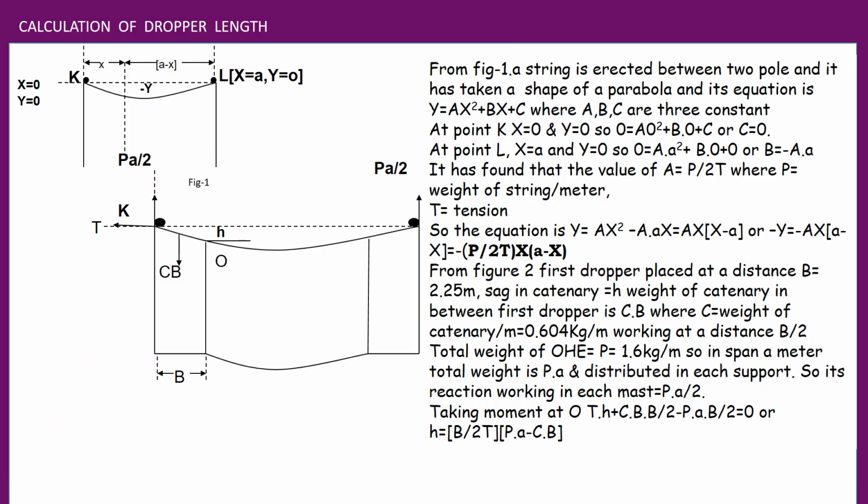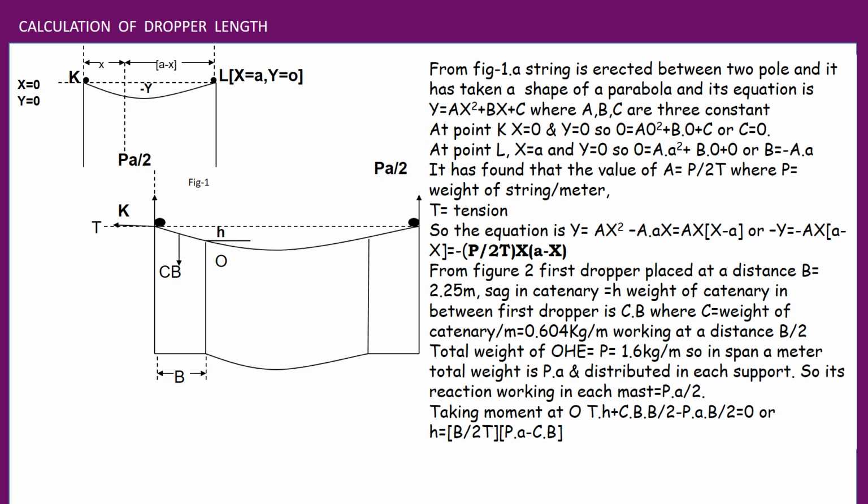We know from the previous video that the distance of the first dropper is always 2.25 meter. So this distance is called B. Now first we have to find out the catenary sag, that is H, at point O where the B dropper is fixed. How to find out H?